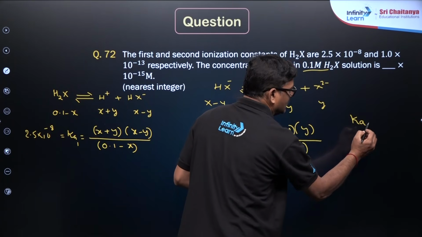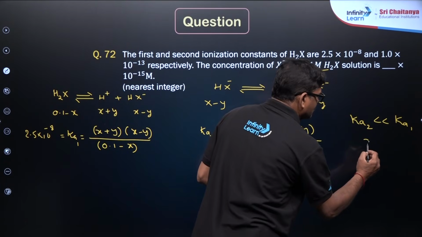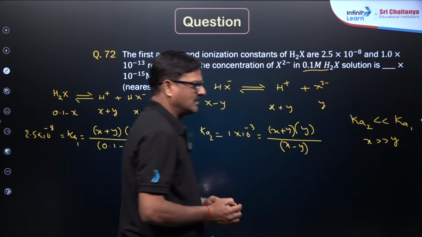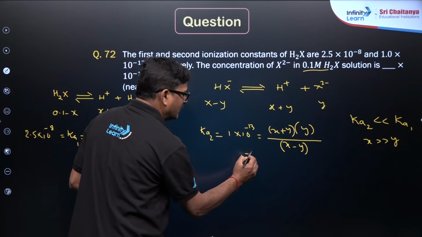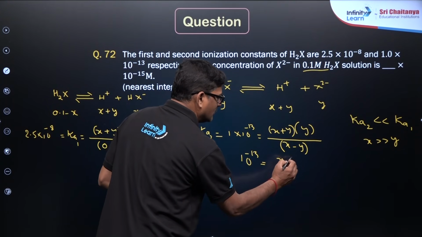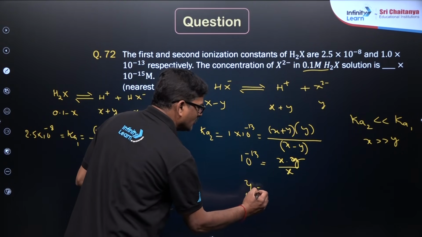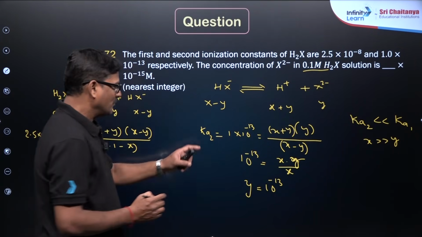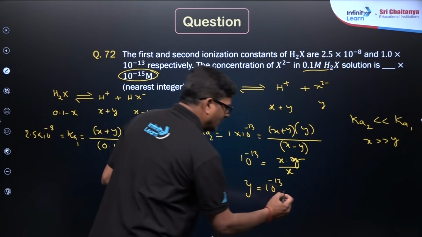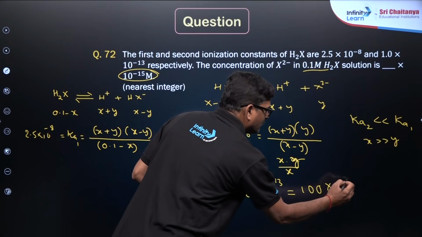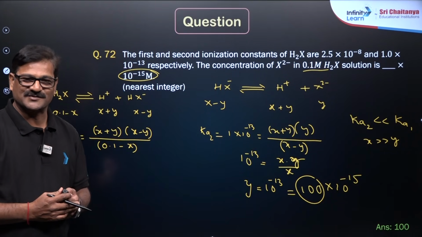As I said, Ka2 is less than Ka1. Therefore, I can say X is much greater than Y. So 10 power minus 13 is going to be X·Y upon X. So Y is equal to 10 power minus 13. On doing so, it is going to be 100 into 10 power minus 15. So my answer for this question is going to be 100.